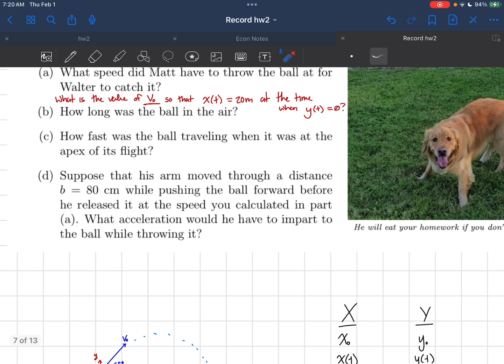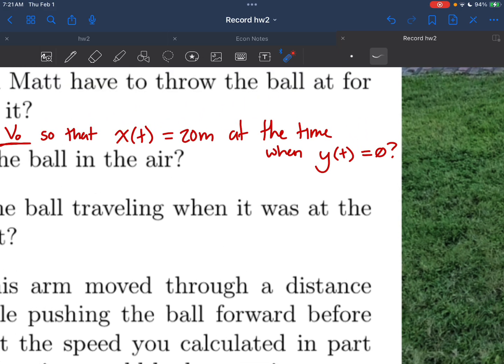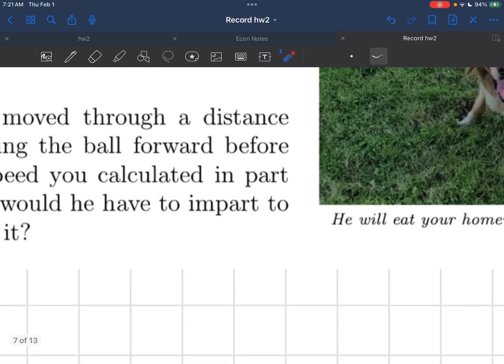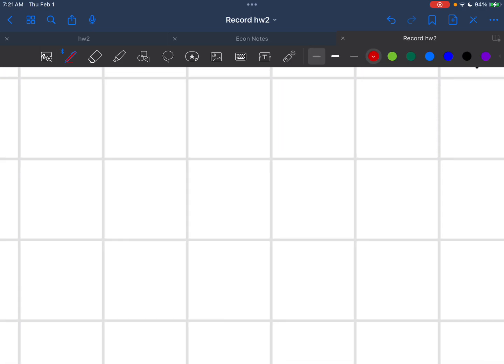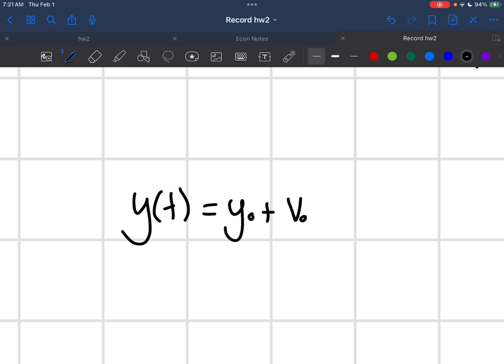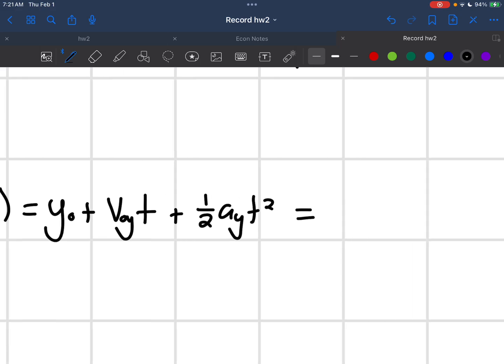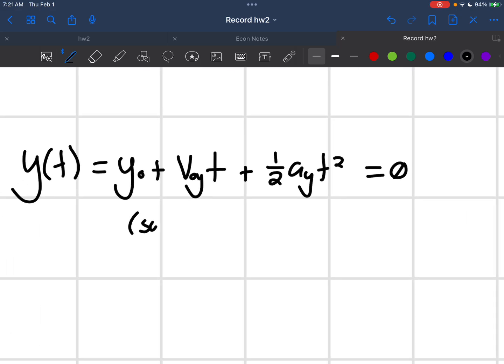So now embedded in this question, in this sentence, is kind of a roadmap of how to solve the problem. The first thing I need to figure out is the time when y of t equals 0. So if I'm coming down to set up my equation, y of t equals y naught plus v naught y t plus 1/2 ay t squared. I want to set that equal to 0. I'll make a note to myself: I'm going to solve for t. Right?